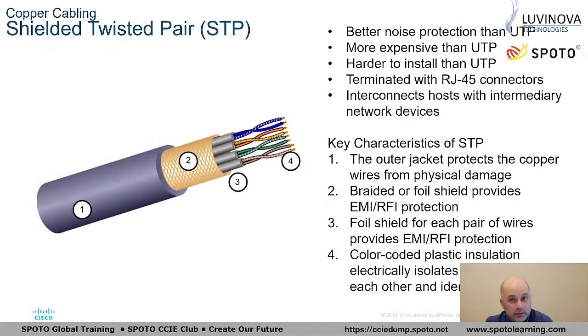Shielded twisted pair, as I already mentioned, has a braided foil shield that provides EMI and RFI protection, or we call it a Faraday cage, the same principle. We have an internal foil shield on each pair, which also provides that protection. And then we have color-coded plastic insulation that electrically isolates the wires from each other. And at the end, the cable has an outer jacket, which protects the copper wire from physical damage.